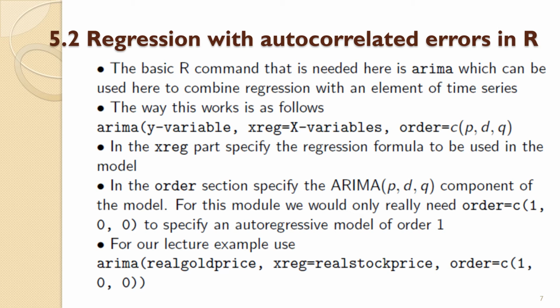So the method can be applied much more generally, but for this module you just need the simplest possible model here, an autoregressive model of order 1. So how this would work for our lecture example: the y variable is real gold price, the x variable would just be the real stock price, and the order would just be 1, 0, 0, again to emphasize that you're fitting a first order autoregressive model to the residuals.